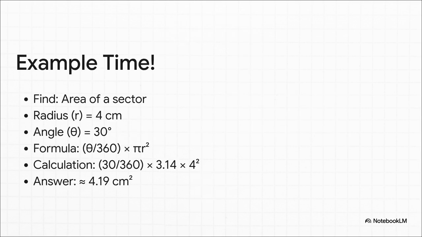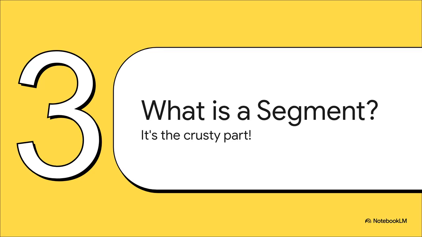Okay, here we go. The question gives us a radius of 4 centimeters and an angle of 30 degrees. All we have to do is pop these numbers into our beautiful formula. So theta is 30, r is 4. That's 30 over 360 times 3.14 times 4 squared. You do a little bit of calculation and you get approximately 4.19 square centimeters. Simple as that. All right, you are now a master of sectors.